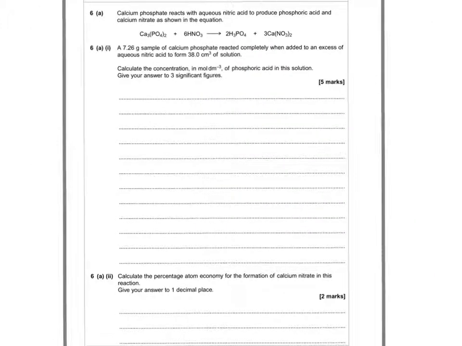Okay, so we're getting to the end now. Question 6. So we've got some tricky calculations here. Calcium phosphate reacts with nitric acid to produce phosphoric acid and calcium nitrate. A 7.26 gram sample of calcium phosphate reacted completely when added to an excess of aqueous nitric acid. Calculate the concentration of phosphoric acid in this solution. So they want the concentration of the phosphoric acid, which is that.